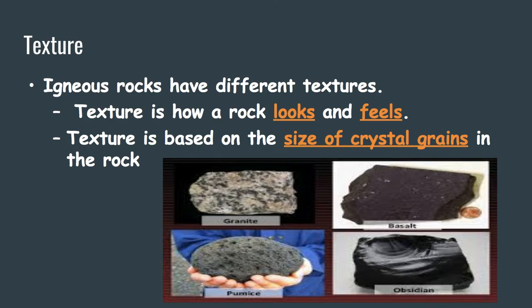Okay? So when we say texture, when we're talking about rocks, we're going to be looking at what it looks like. Texture in igneous rocks is based on the size of the crystal grains. So what is a crystal in an igneous rock? Well, if we look at granite, it has these really big specks, these really big spots. That's what a crystal is, all right?